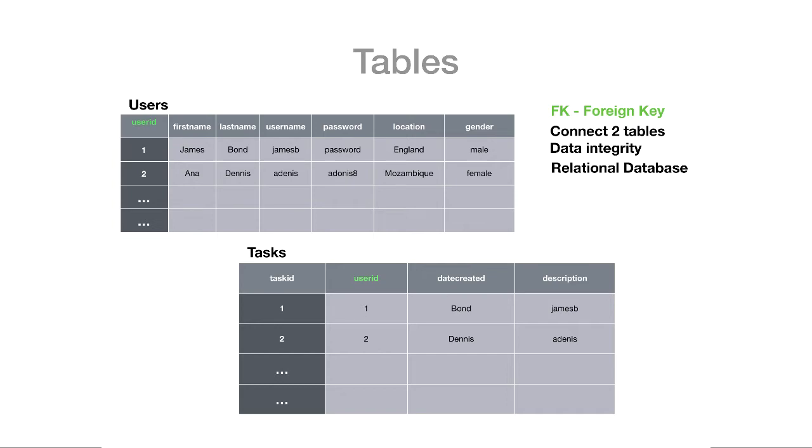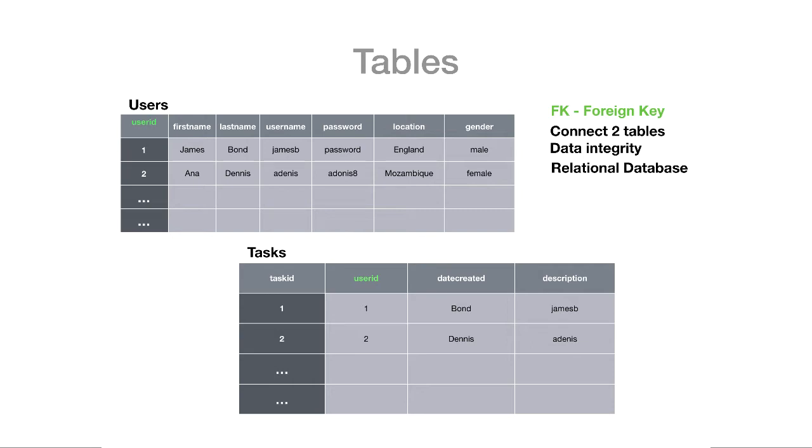So for instance, if the first time we add James, the user ID is going to be 1. If we add Anna, the user ID is going to be 2. If we add Paul, the user ID is going to be 3, and so forth.